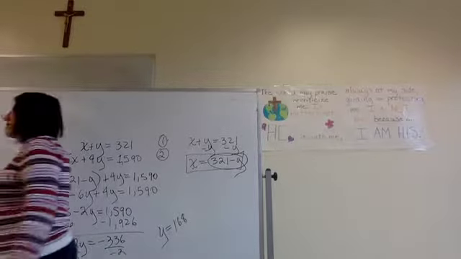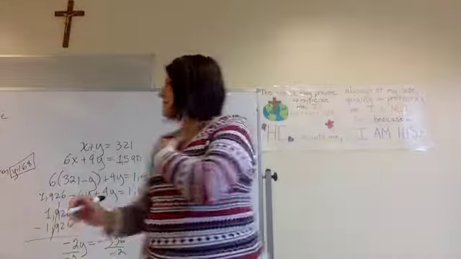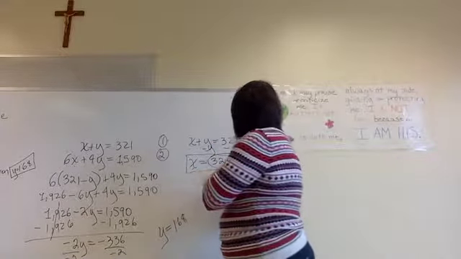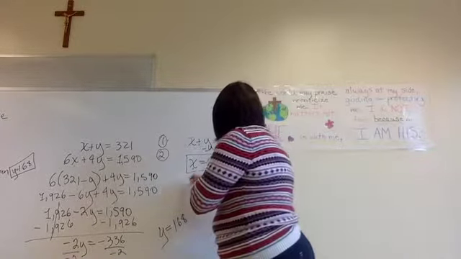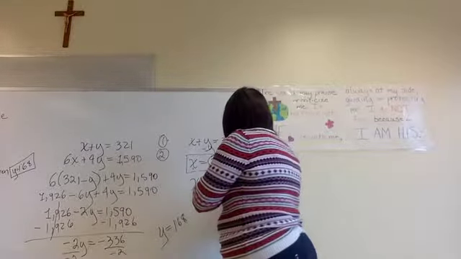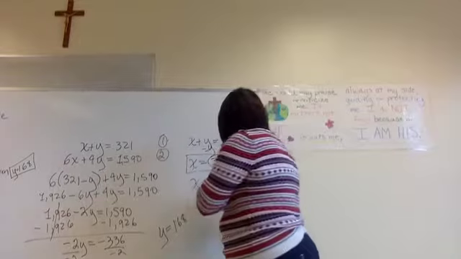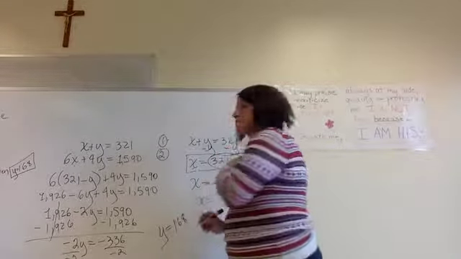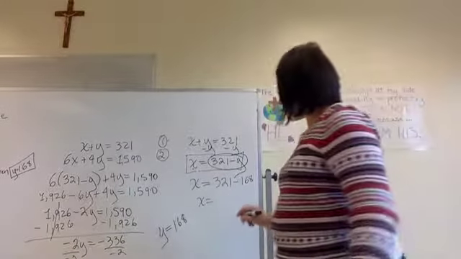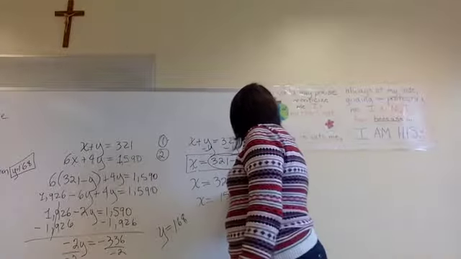How can I figure out adults now? Well, I know this, right? x equals this. You've got to put y in there. So x is going to equal 321 minus 168. So what does x equal? 153. All right, you got it?